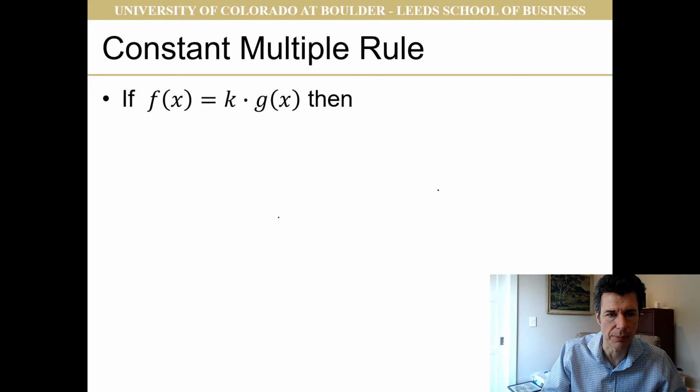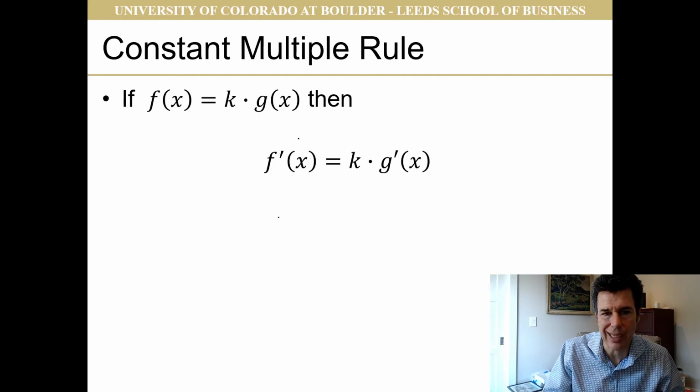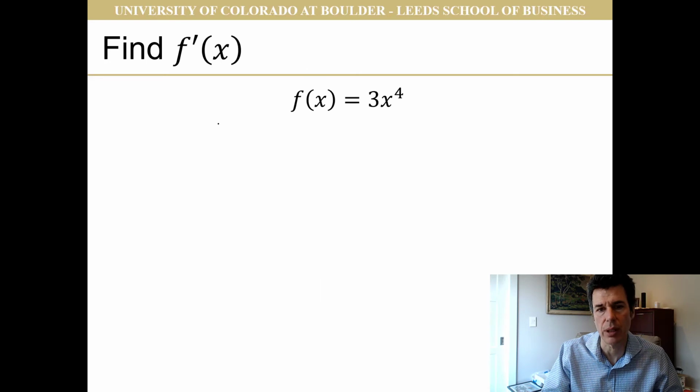Constant multiple rule. If f of x is a constant times g of x, then the derivative of f of x, f prime of x, is equal to the constant times the derivative of g of x. So again, multiply a function by a constant, the derivative is the constant times the derivative of the function. All right, so f of x equals 3x to the 4th. F prime of x equals 3, the constant, times the derivative of x to the 4th.